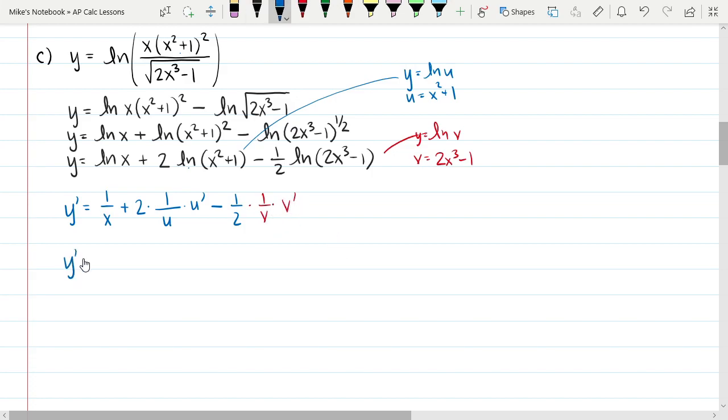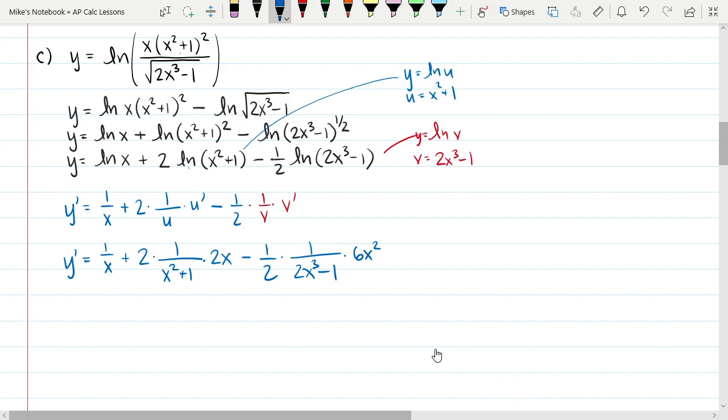All right, so I get y prime equals 1 over x plus 2 times 1 over, so our u, remember, was x squared plus 1, times the derivative of x squared plus 1, which is 2x, minus 1/2 times, okay, so 1 over v, so that's 1 over 2x cubed minus 1, times the derivative of v, which is going to be 6x squared.